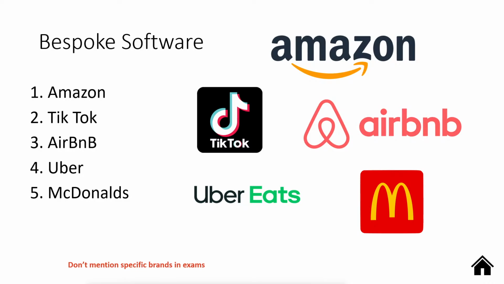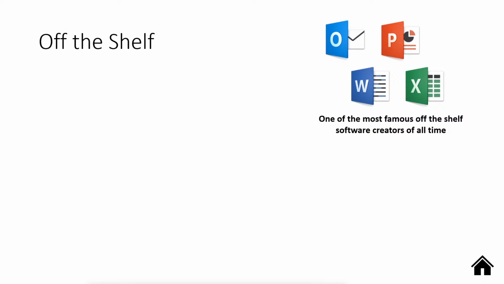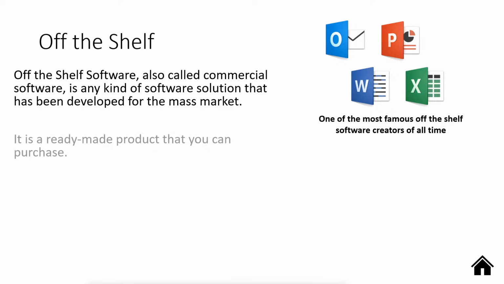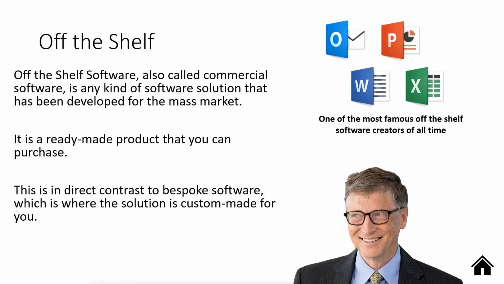So, finally, off-the-shelf software. And here he is, our mate, who made Microsoft Office. Big Bill. Now, off-the-shelf is also called commercial software because it gets designed for a generic set of reasons and it's developed for the mass market. It tries to hit as many needs as possible. And then the cost of making it is spread between all the users. So therefore, it's not as expensive as bespoke. It's not as cheap as open source, but it's a good middle ground.